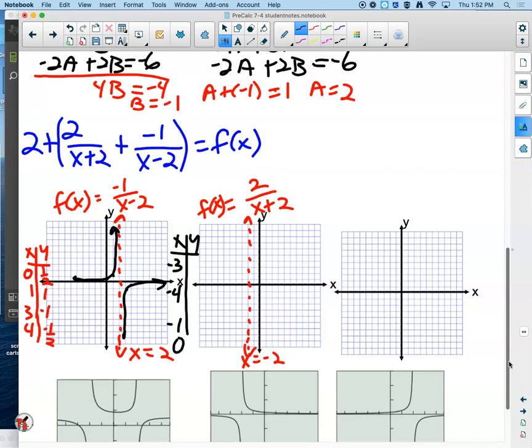So if you put a negative 3 in, negative 3 plus 2 is negative 1, 2 divided by negative 1 is negative 2. Negative 4 plus 2 is negative 2, and 2 divided by negative 2 is negative 1. Put a negative 1 in, negative 1 plus 2 is 1, and 2 divided by 1 is 2. Put a 0 in, 0 plus 2 is 2, 2 divided by 2 is 1. So negative 3, negative 2, negative 4, negative 1, and then negative 1, 2, and 0, 1.